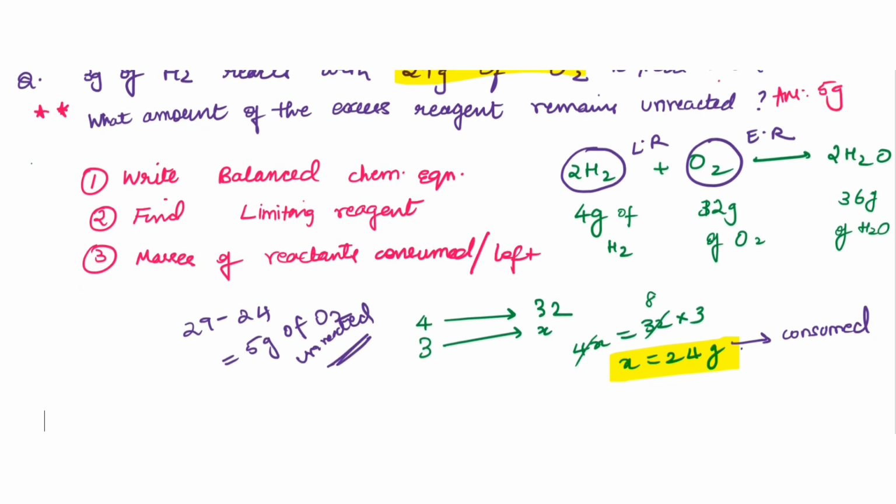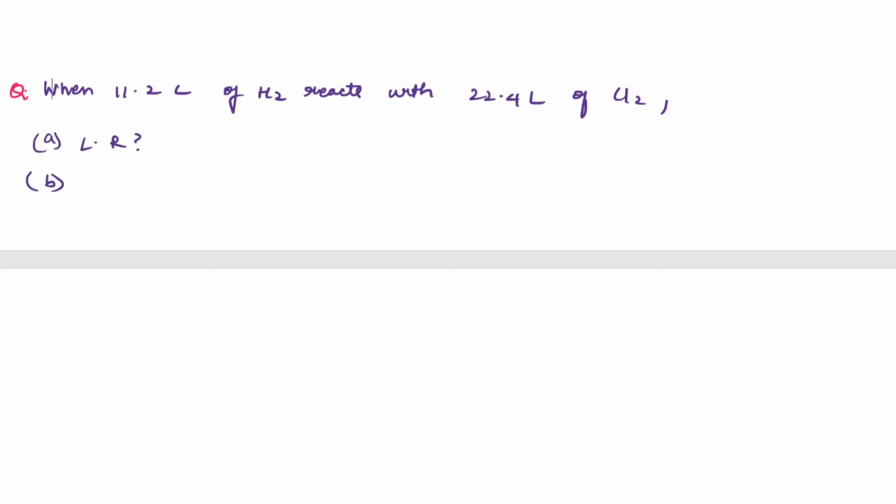So now let's look at the next question. When 11.2 liters of hydrogen reacts with 22.4 liters of chlorine, what is the limiting reagent? Second question, how much of the excess reagent is left? Okay, so the first step is to write the balanced chemical equation, which is H2 plus Cl2 gives us 2HCl.